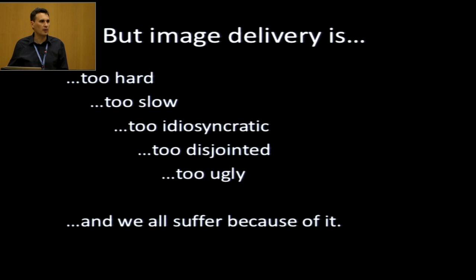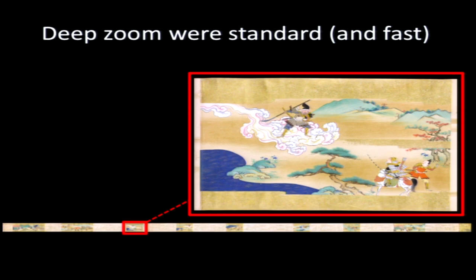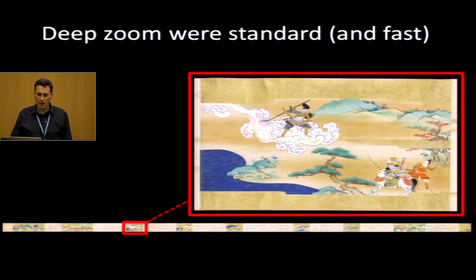So can we imagine a different environment? This is what we call what-ifing in the United States. Can you imagine what if deep zoom were standard and fast? This is a pixel of a scroll from Princeton University Libraries. I believe it's 160,000 pixels on the long edge. Where's John? More or less, he'll allow the rounding. And it's being served out of an image delivery server called Loris. Five or six years ago when IIIF started, this wouldn't be possible.